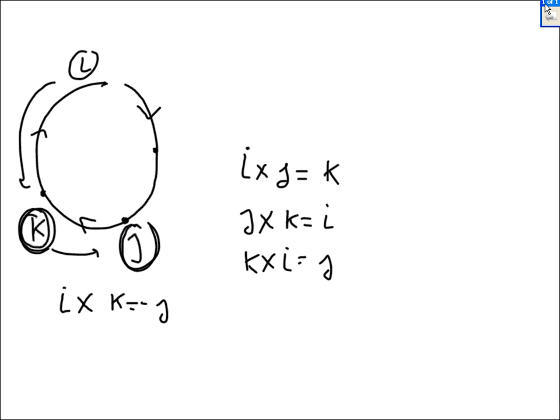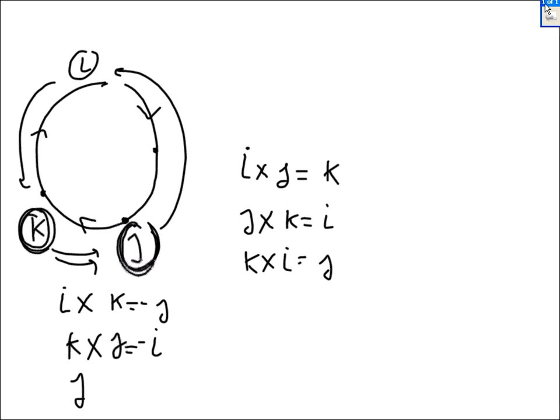If you start with k and you go counterclockwise, you get j, and you continue counterclockwise, you get i. k cross j does not equal i, but rather negative i. If you start with j, then you go to i, and then you get to k. j cross i is not k, but negative k.